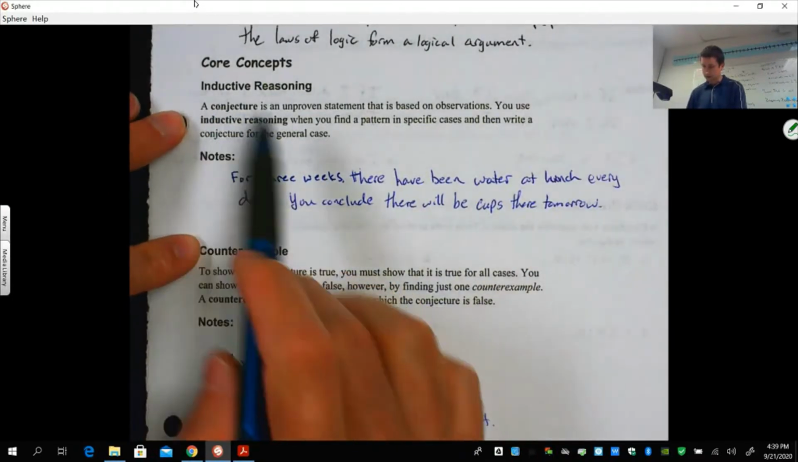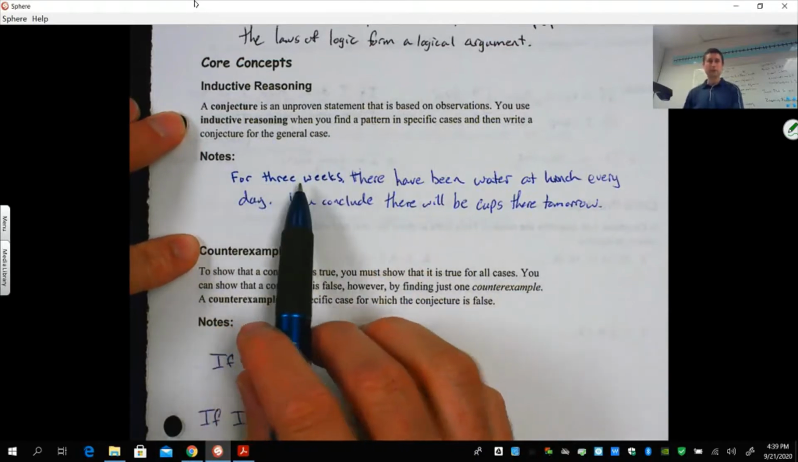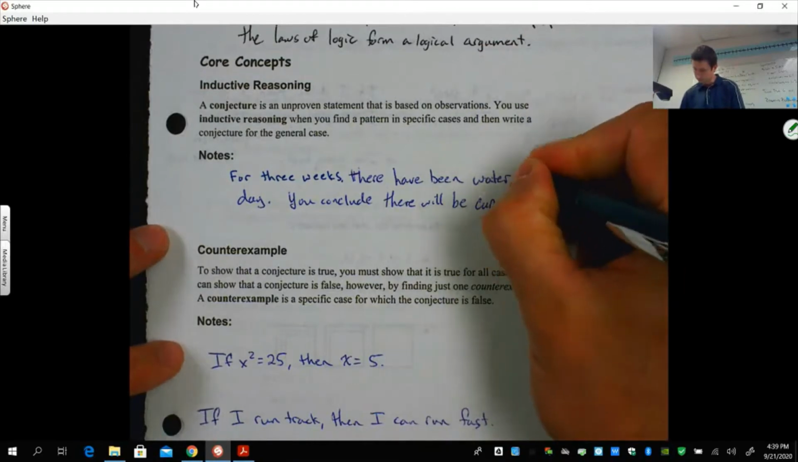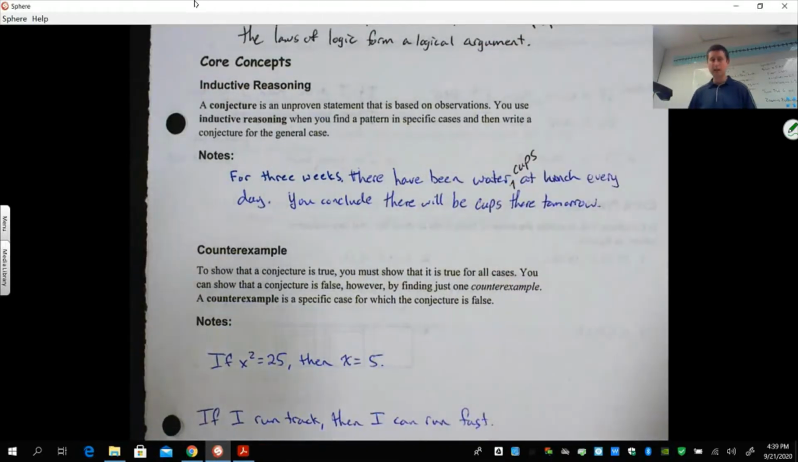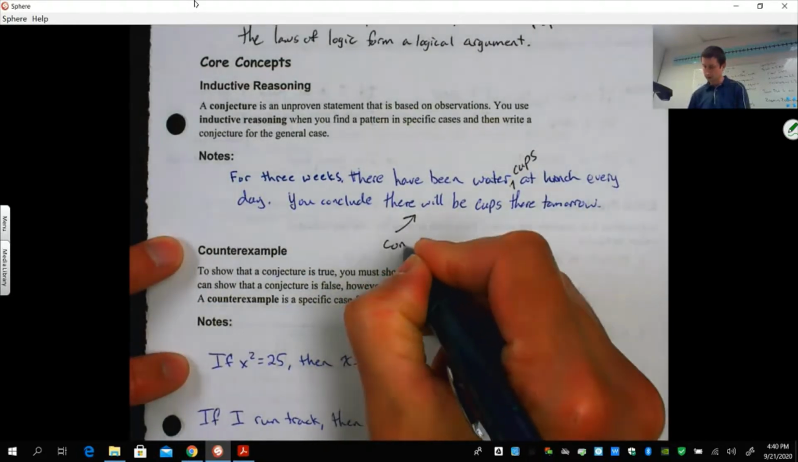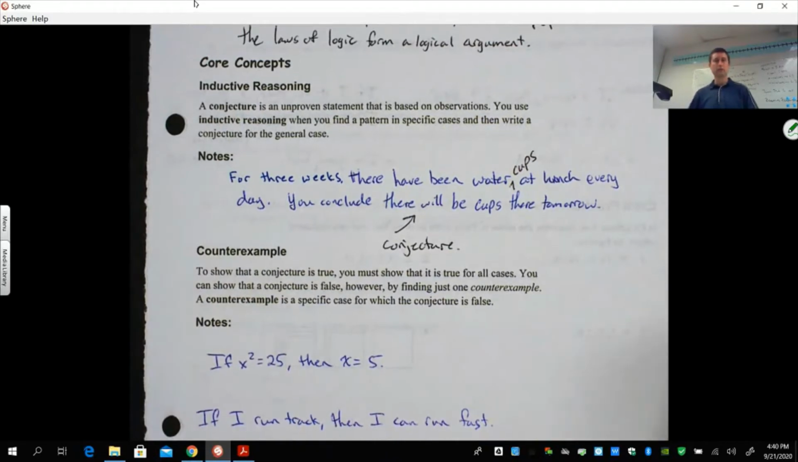Here's a conjecture. So inductive reasoning. Let's say for 3 weeks there have been water cups at lunch every day. So you've been watching that, and every day they have water cups there for you. So you conclude your conjecture is there will be cups there tomorrow. So this part right here would be your conjecture.